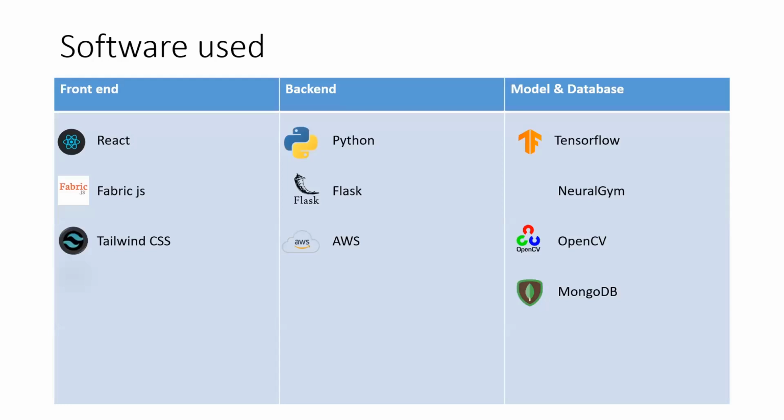Now what are the softwares that we are using on our platform? First of all, on the front end side, which is what the user actually sees, we have used React, Fabric.js, and Tailwind CSS. The backend is the part where all the computations take place, and our server is written in Flask. It is using Python, and we are also using AWS. Our model is based on TensorFlow. It is also using Neural Gym, and obviously, as we are dealing with images, we use OpenCV. The database that we are using is MongoDB.